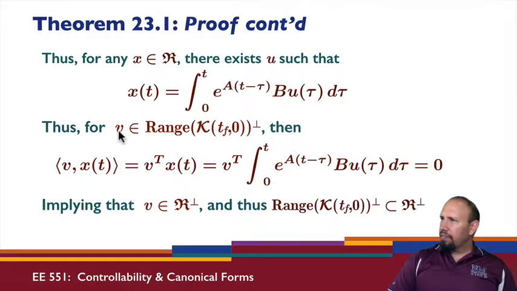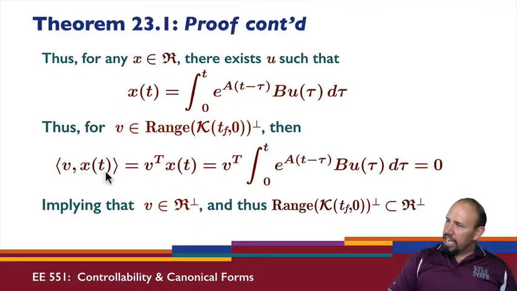And so for V in the orthogonal space of the controllability Gramian, I take the inner product of this x and V. Here's the inner product. X is given by this, but I already know that this is equal to 0. Notice that x is any element in this space, and when I take the inner product with V, which is in this space, I get 0. So V is in the orthogonal complement of R.